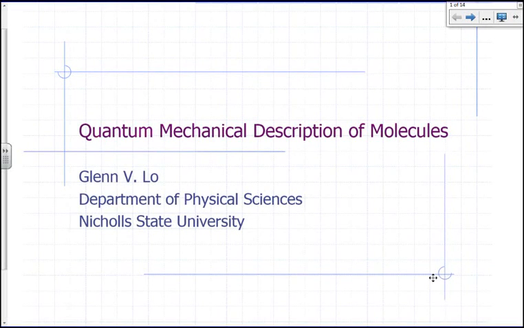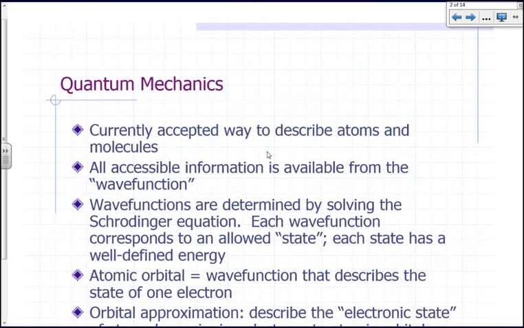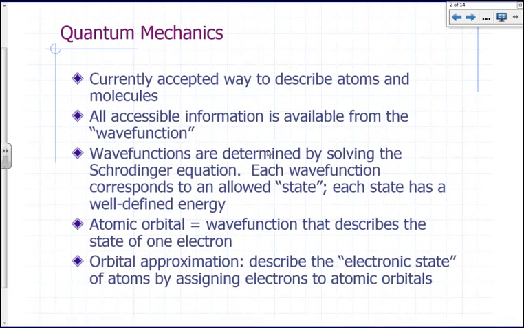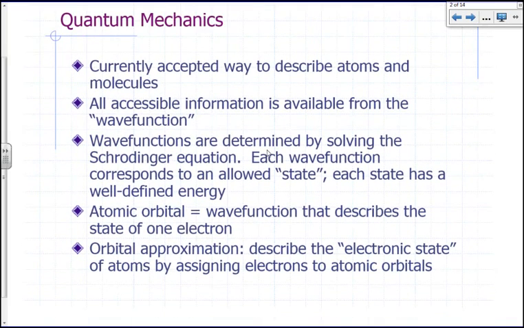In this lesson, we are going to take a look at molecules from a quantum mechanical perspective. As you may recall, quantum mechanics is a currently accepted way to describe atoms and molecules. We said that if there's any information you want from atoms and molecules, all you have to do is solve for what's called the wave function. It has all the accessible information about the atom or molecule. What we do is we perform mathematical operations on that wave function to get the information we need.